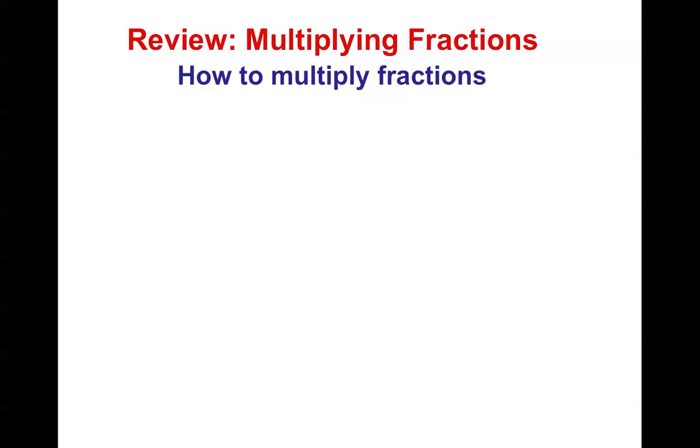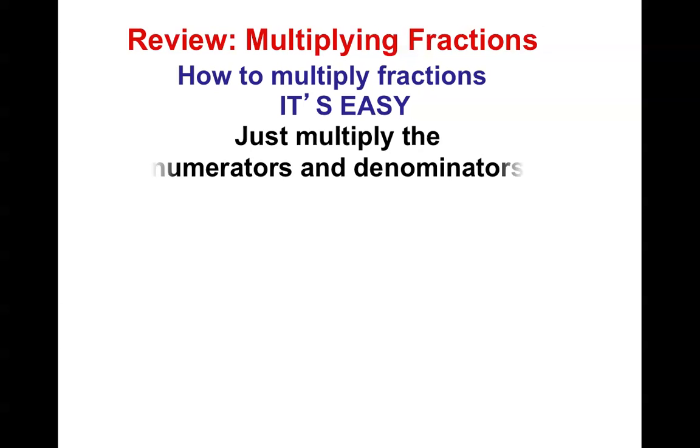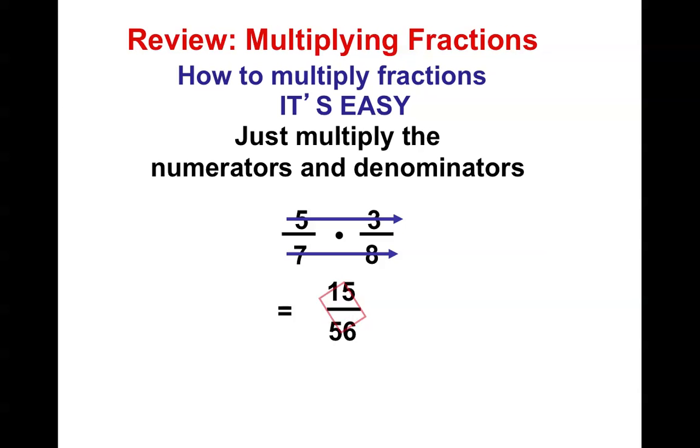So what's the basic rule you learn here? When you're multiplying fractions, you just multiply the numerators and multiply the denominators. Do you notice how you don't have to have a common denominator? That's an adding and subtracting rule. So if you multiply it straight across, you get 15/56. And you're done. It's that easy.